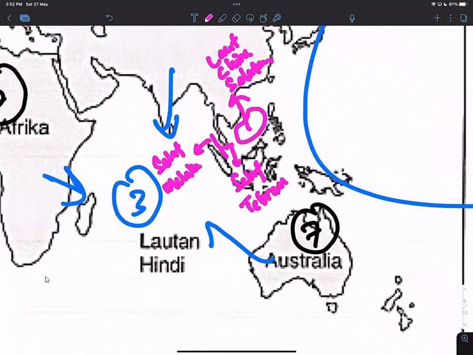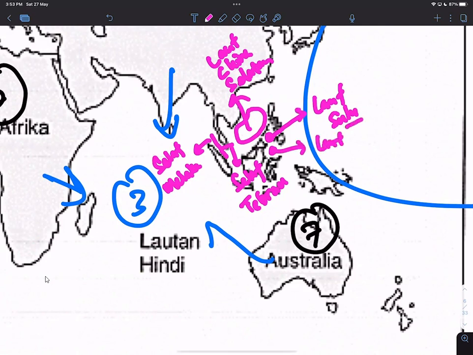But remember, this area also has to be learned. This is the Laut Sulu. This area is not in your notes, but you still have to learn it for Form 2 and Form 3. This is Sulu, S-U-L-U. Below here is Sabah, and on top of Sabah, between the Philippines and Sabah, is Laut Sulu. Between Sabah and Indonesia is Laut Sulawesi, S-U-L-A-W-E-S-I.